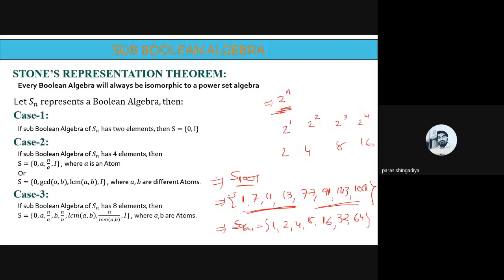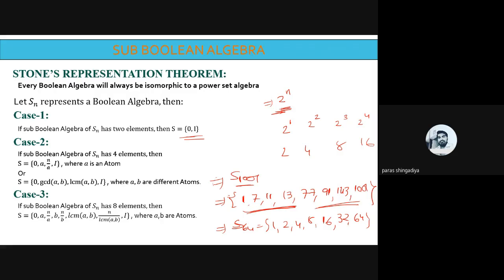So here, using the Stone theorem and this procedure, we can identify how many sub-Boolean algebras it will contain. Sn represents the Boolean algebra. Then case 1: if the sub-Boolean algebra of Sn contains 2 elements, then the form will be S equal to {0, I}, the 0 element and the I element. That is, S is equal to {0, 1}.